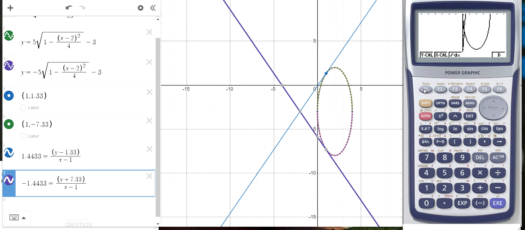So calculate the y of y2, and x is 1, execute, negative 1.4433. So that's the gradient of this line here. That's the gradient of the bottom, the descending tangent. 1.4433 is the gradient of the ascending tangent. And that's pretty much it.